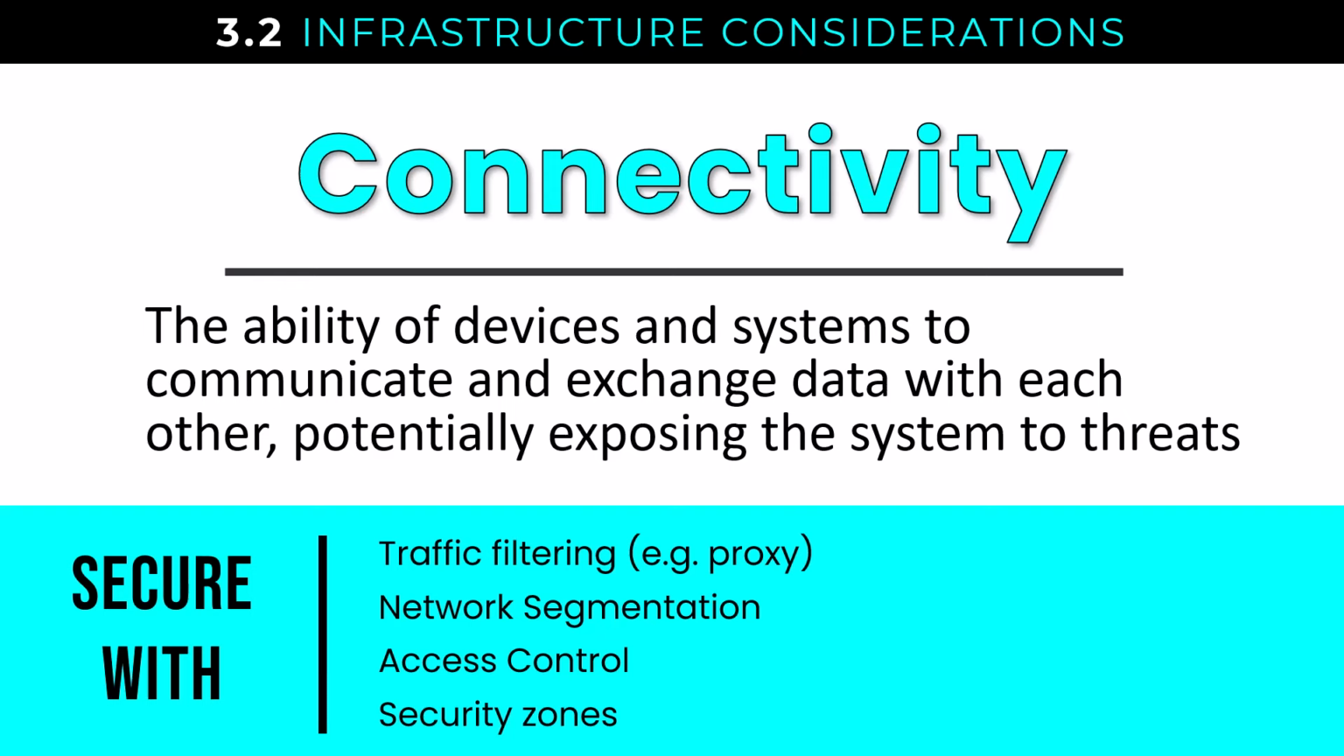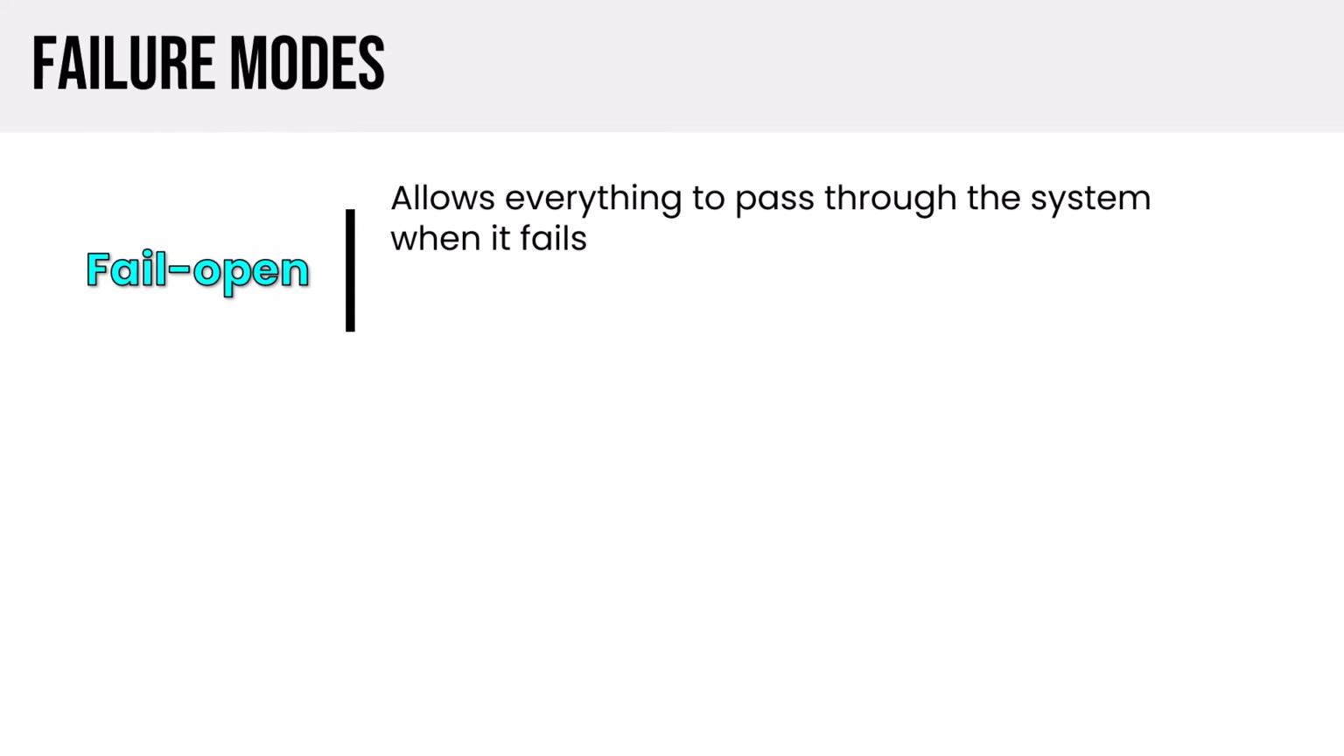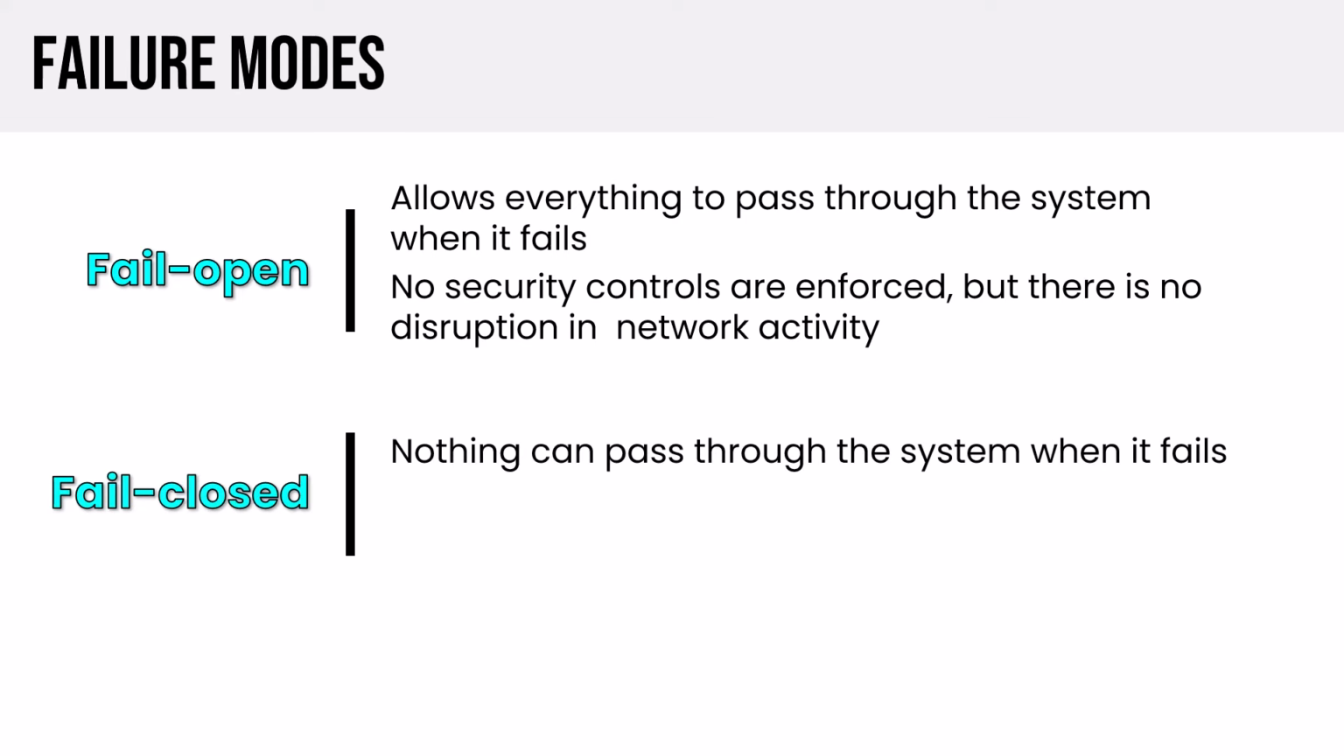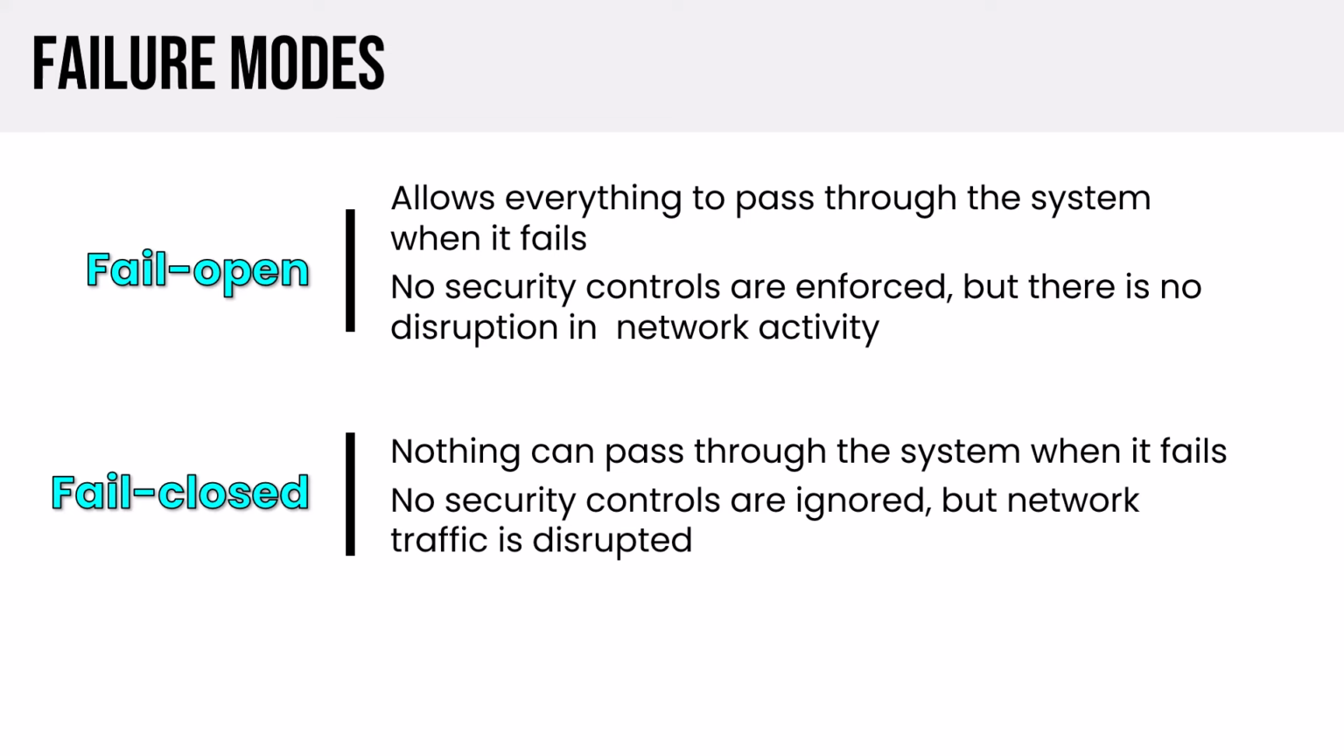Also mentioned in infrastructure considerations are failure modes. Systems can fail open, which allows everything to pass through the system when it fails. No security controls are enforced, but there's no disruption to network activity. A system can also fail closed, in which case nothing can pass through the system when it fails, and no security controls are ignored, but network traffic is disrupted.